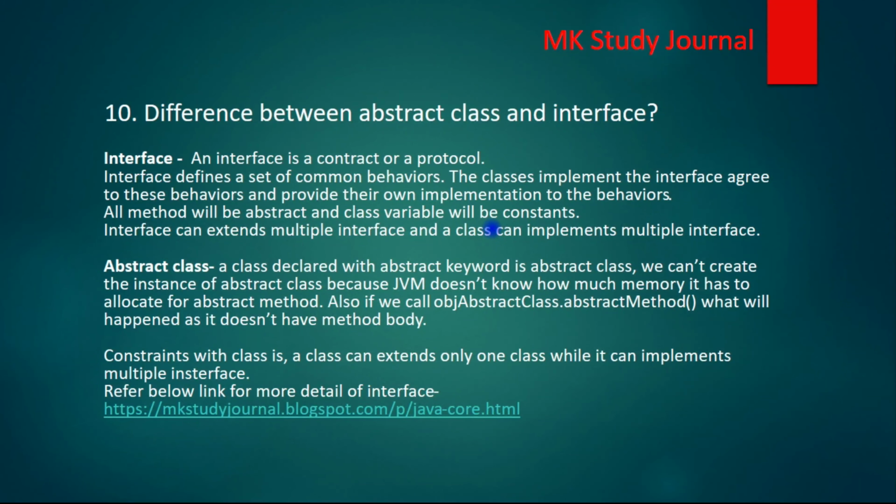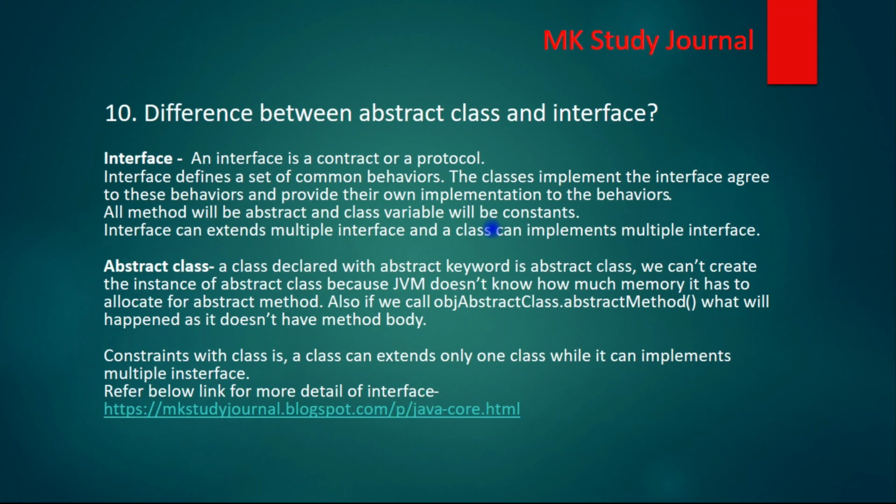The next question is the difference between abstract class and interface. We know that if we declare a class with the keyword abstract, that class will be an abstract class, and we cannot create an instance of that abstract class. An interface is a 100% abstract class, or in another way we can say an interface is a contract or protocol. An interface defines a set of common behaviors, meaning the class implementing the interface agrees to these behaviors and provides its own implementation for them.